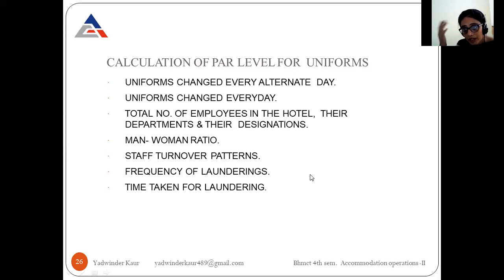Total number of employees we have to calculate, their departments and their designations. Man and woman ratios we can count. Then staff turnover patterns, frequency of laundry, like how many days after we launder the clothes, or whether every day we are submitting the uniforms for the laundry. Time taken for laundry. So we can do the calculation of par level for uniforms.